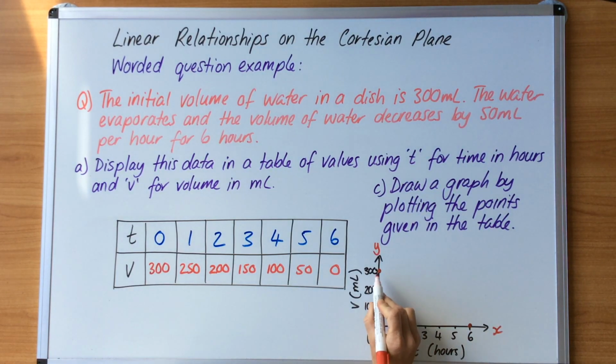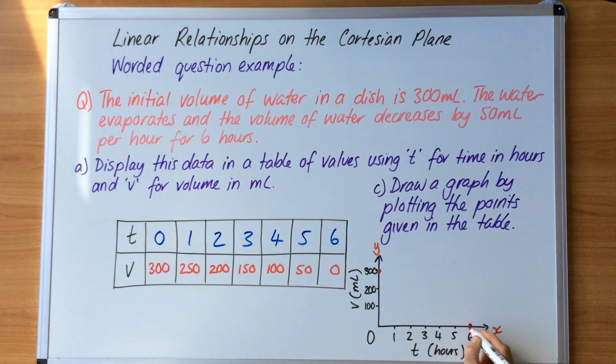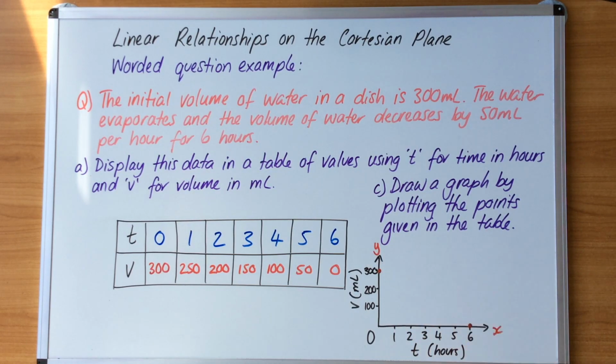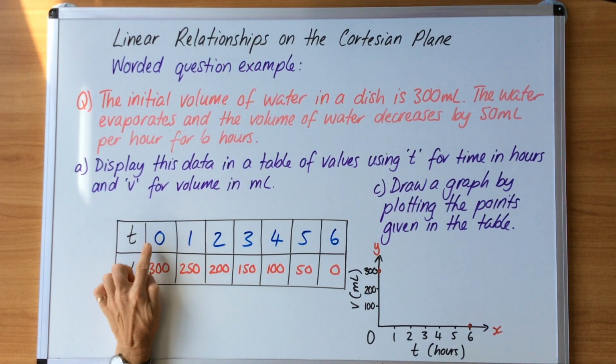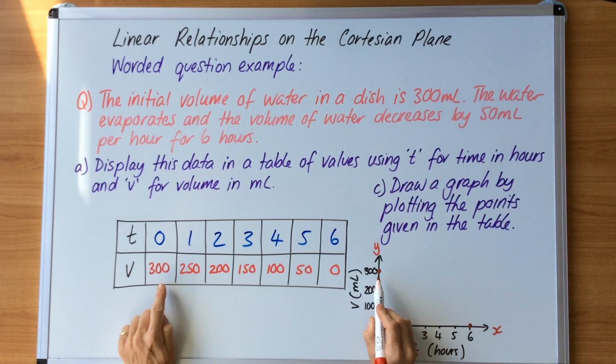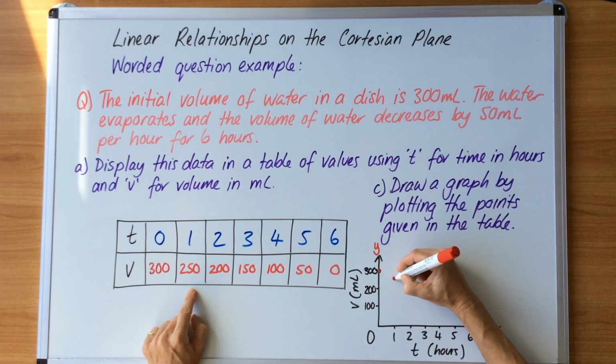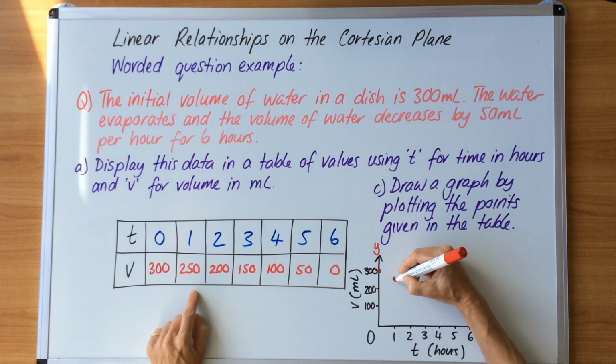So on the 0 hour, before we start, we have 300. By the 6th hour, we have none. So we know there's a 50 milliliter decrease, so we should have a nice straight steady line coming down to the bottom here. So looking at the first one in our table, at 0 hours, we had 300 milliliters. By the first hour, we dropped 50 milliliters. So we go halfway between the 200 and the 300. And we plot our point there.